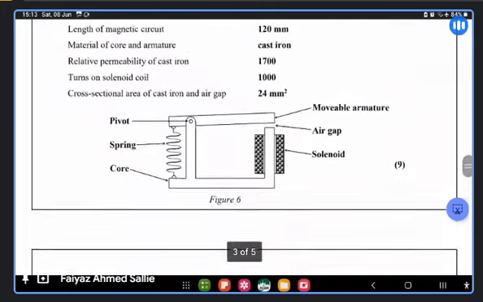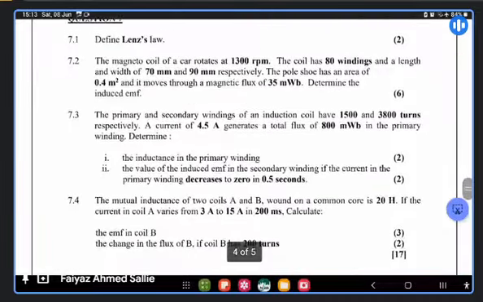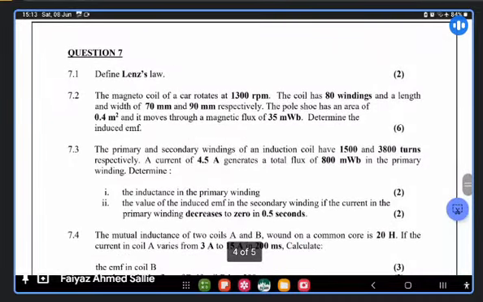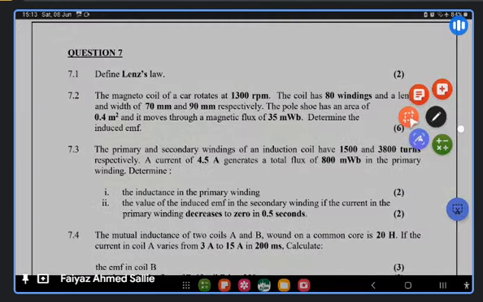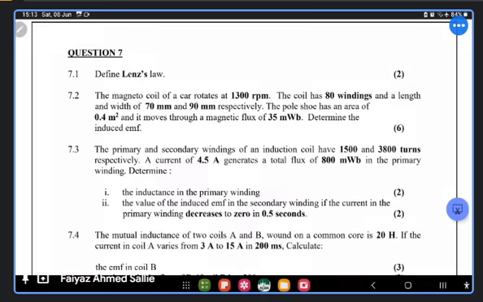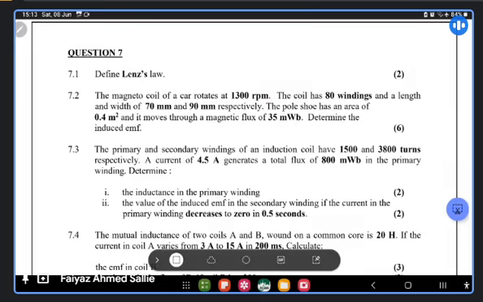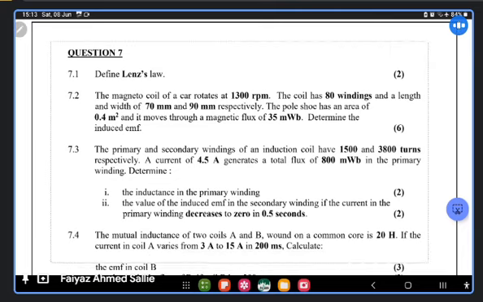So we did this question. So now let's do question number 7. Question number 7 says define Lenz's law. So let me just search what Lenz's law states, and then we can do the calculations. I see that the definition is worth 2 marks. So don't forget to study your definitions and calculations as well. Let's do these three questions.